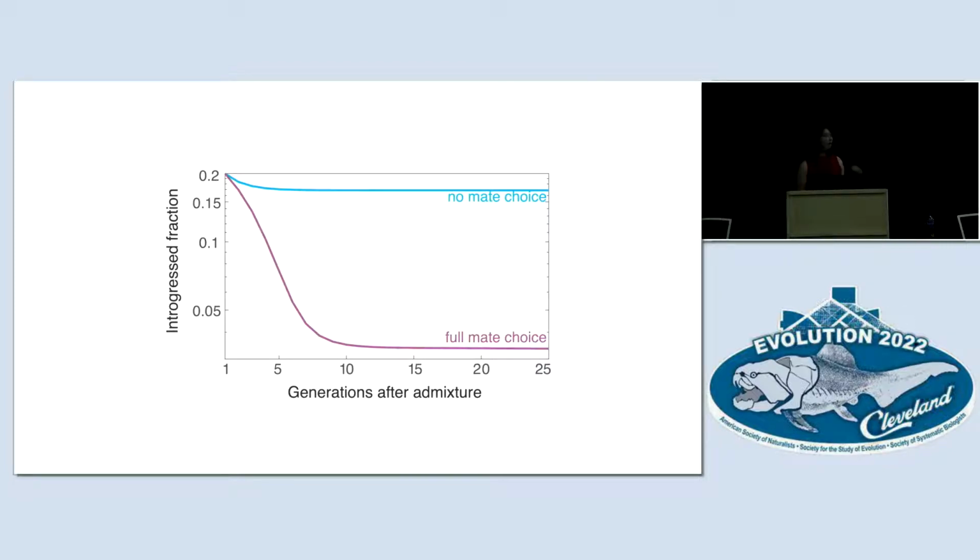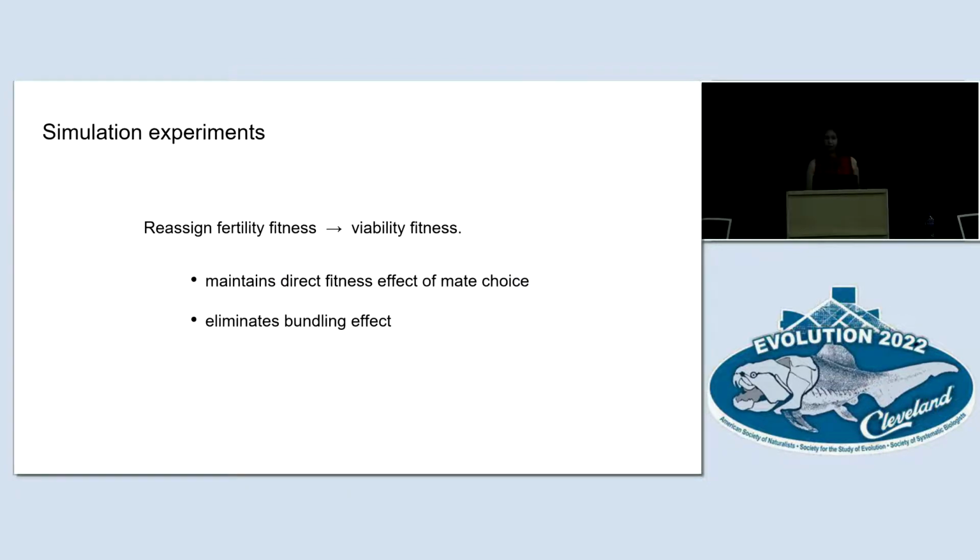And the way we did that was by figuring out a way to turn off the bundling effect of mate choice. To do this, we took advantage of the flexibility of evolutionary simulations. What we did was go through every individual in the population and calculate, based on their ancestry and the distribution of other individuals in the population, how many matings they were likely to get, that is, their fertility fitness. We then took this fertility fitness and reassigned it to their viability fitness, and then allowed mating to proceed randomly.